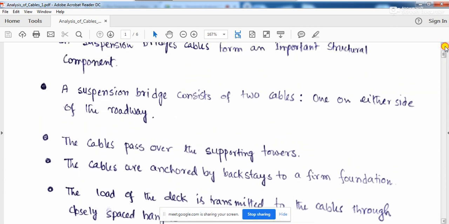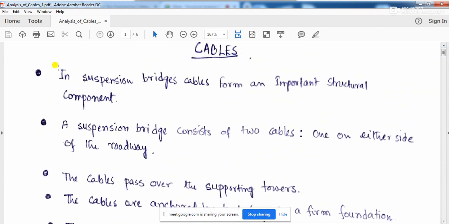Let us try to see a few more things about the cable. That is why we say that in suspension bridges, cables form an important structural component. Do you understand why? Because the load of the bridge deck is transferred through the hangers to the cables, and the cables ultimately take the load using their tension capacity.